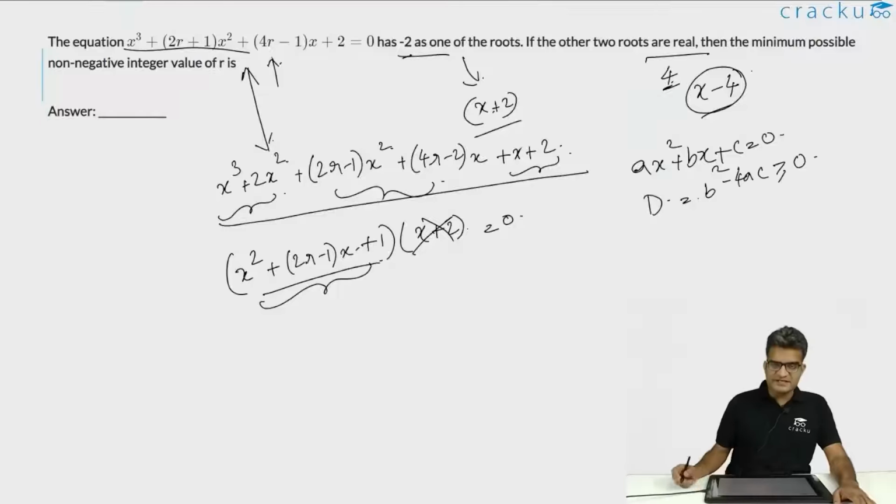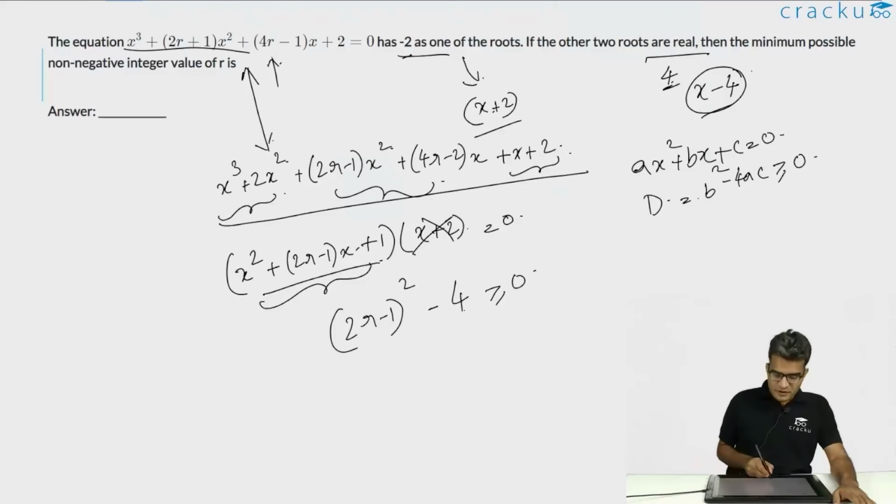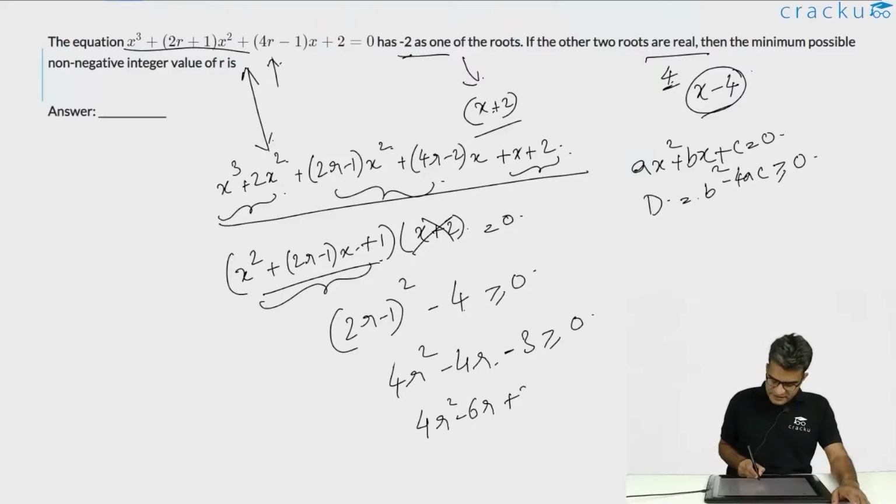So in this particular case, the discriminant of this given quadratic equation is (2r minus 1) whole square minus 4 times 1, which is 4. This has to be greater than or equal to 0. Or 4r square minus 4r plus 1 minus 4, or minus 3, has to be greater than or equal to 0. This is 4r square minus 6r plus 2r minus 3 has to be greater than or equal to 0. This would imply that (2r minus 3) into (2r plus 1) has to be greater than or equal to 0.